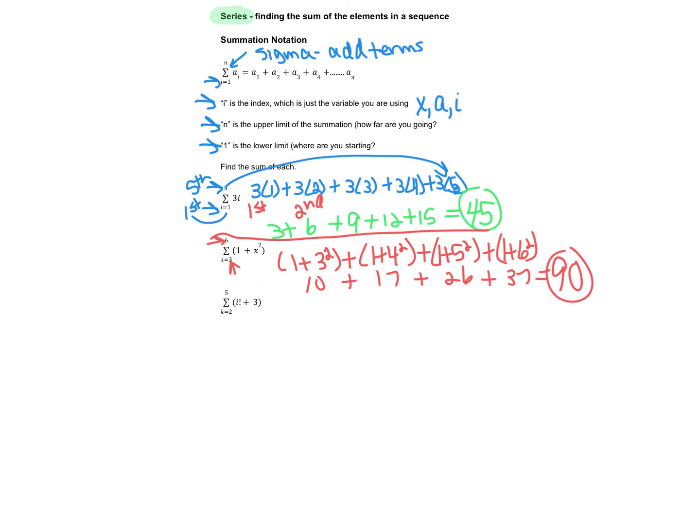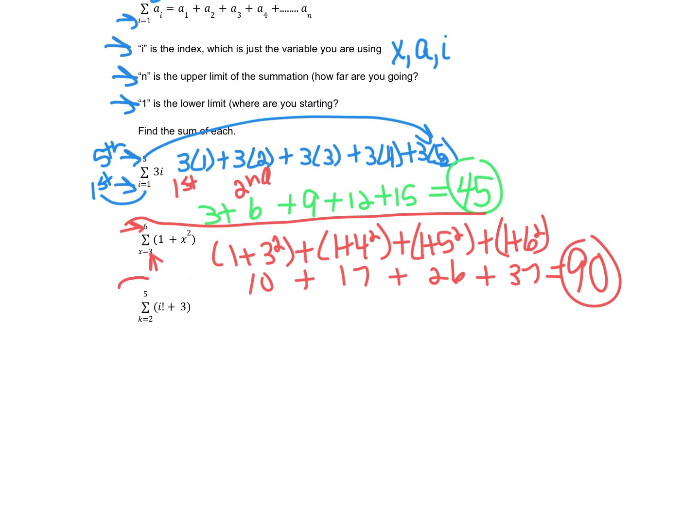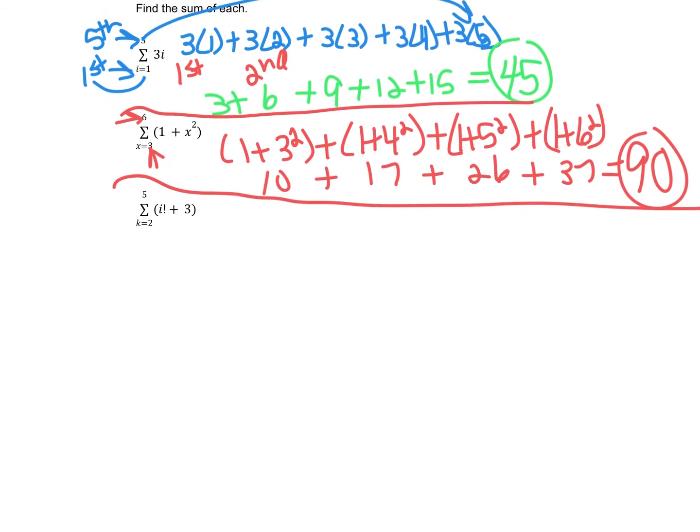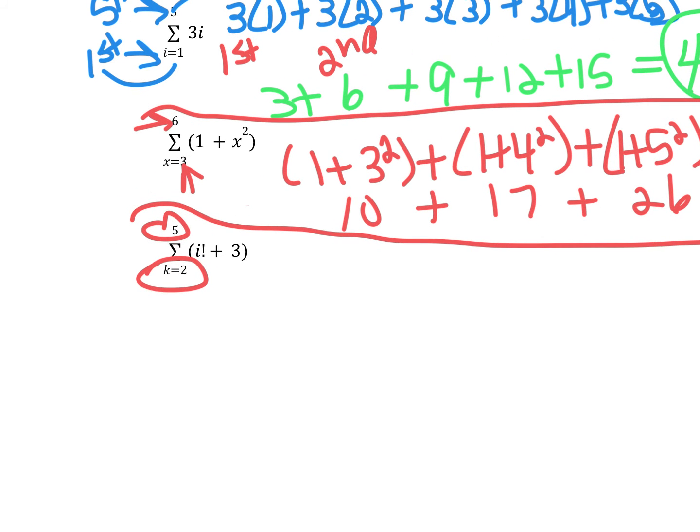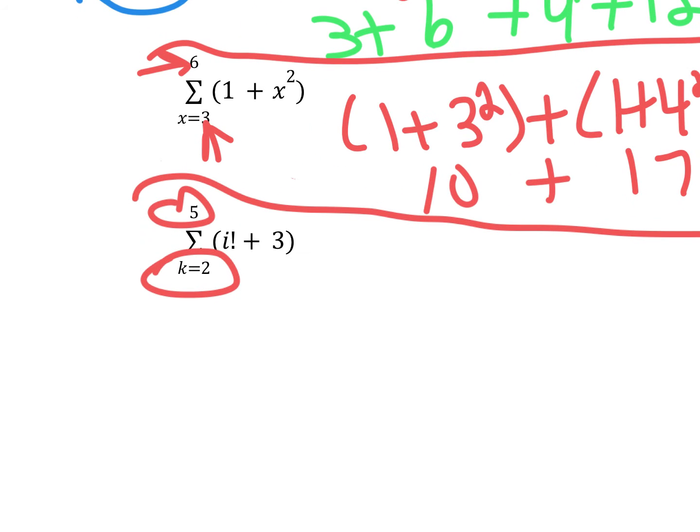Okay, let's look at one where there is a factorial. We are starting at our second term and ending at our fifth term. As I'm looking at this, I notice that my index is k, and I had a variable of i in there, which means this should not be k. This should be i, because we want the variable in our rule to match.